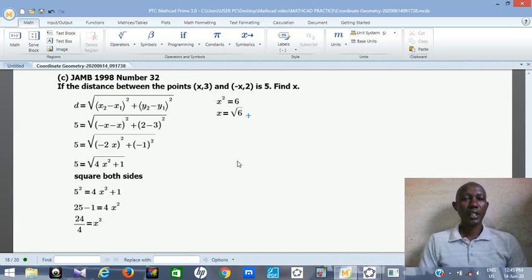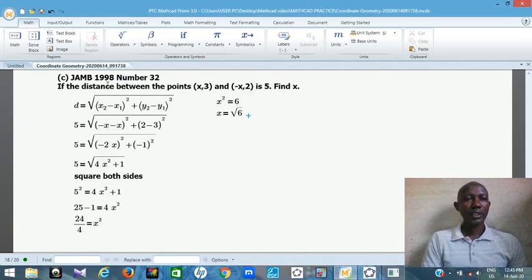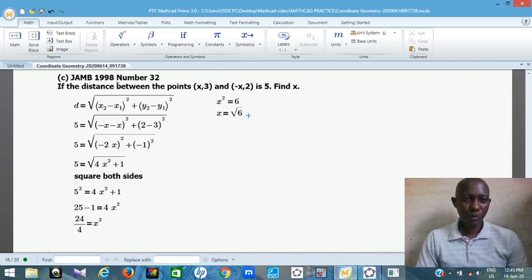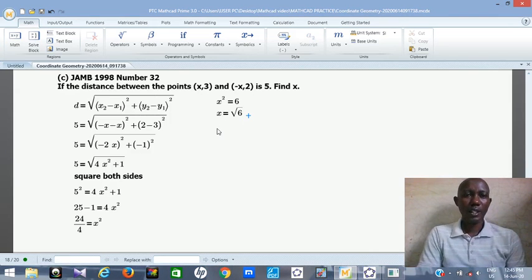So that is number 3 question I have in our solution of past questions, 1998 number 32. Take note of this. So let's try another question and let's see how it goes.